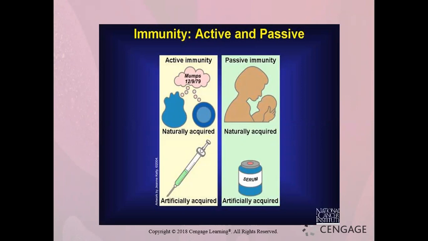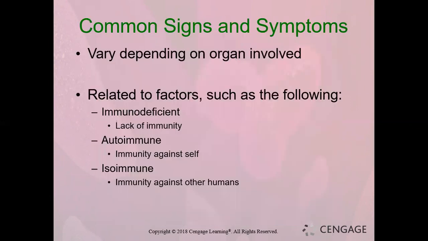Active immunity would be, I got the mumps in 1979, which I didn't, but that would be, and now my body has an active immunity that's naturally acquired to the mumps.